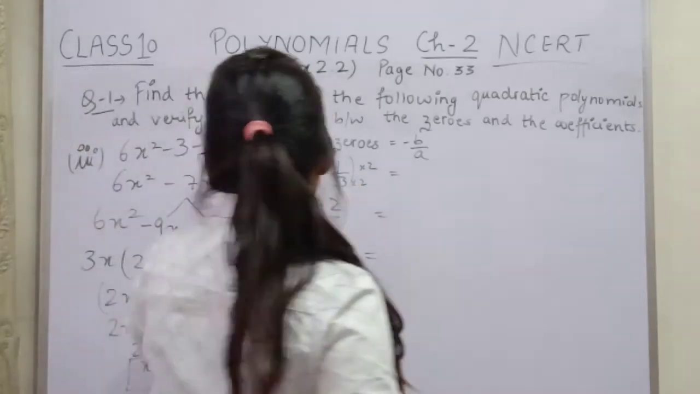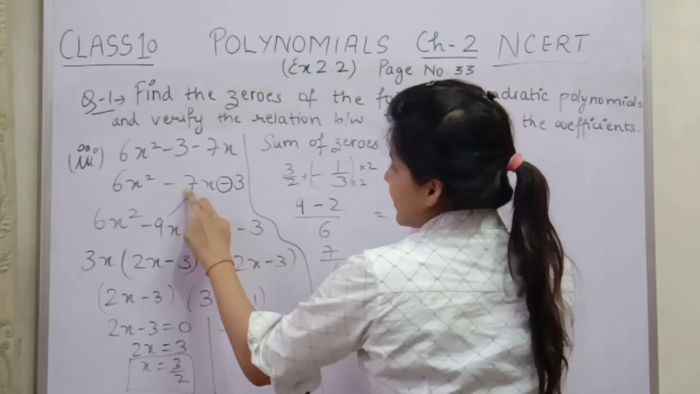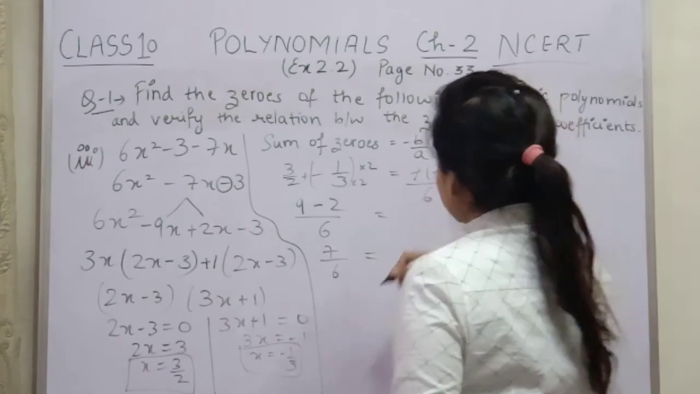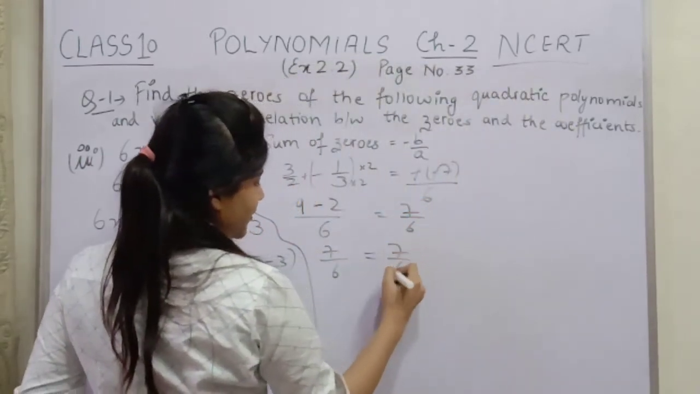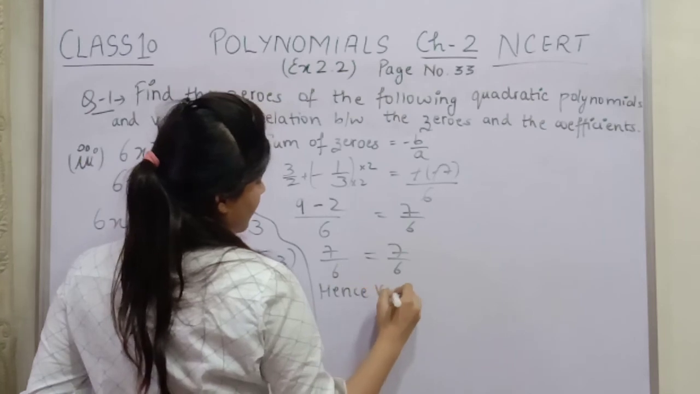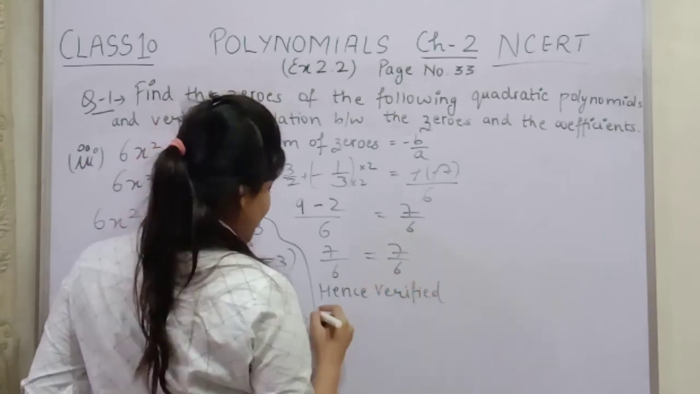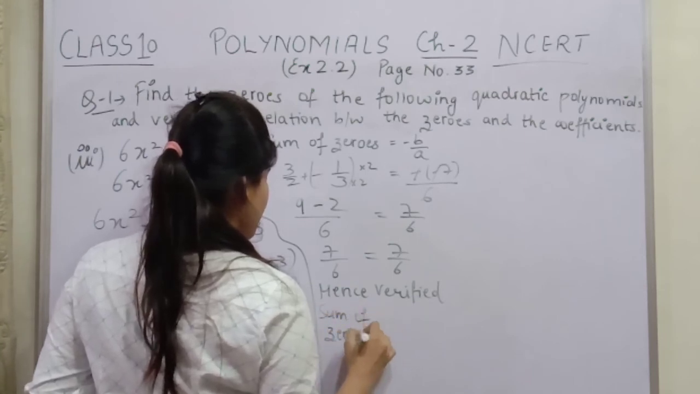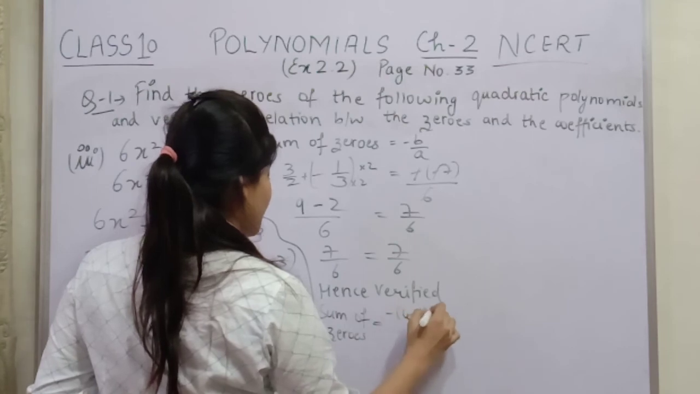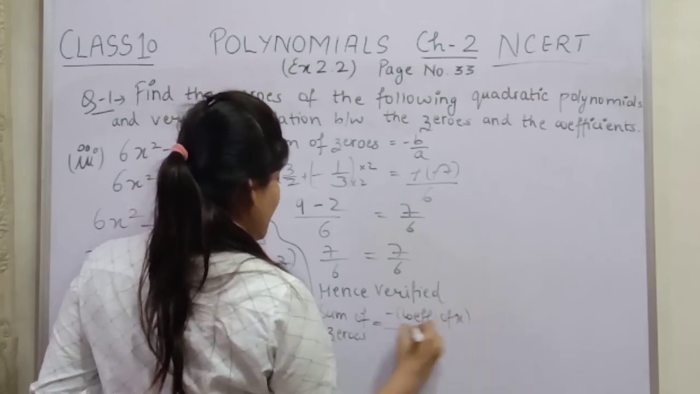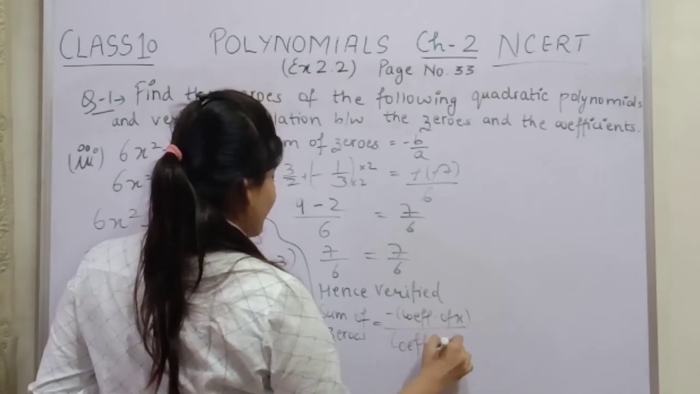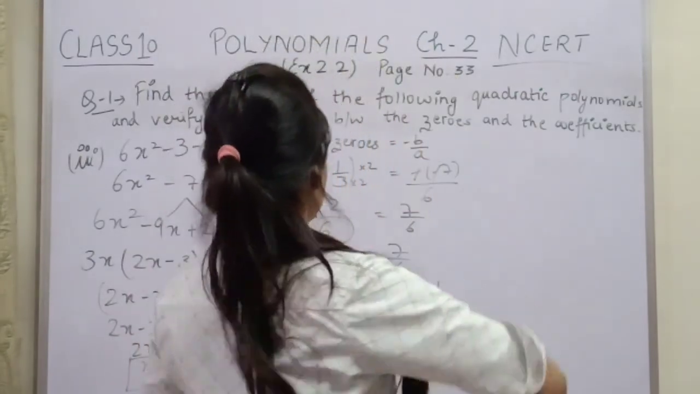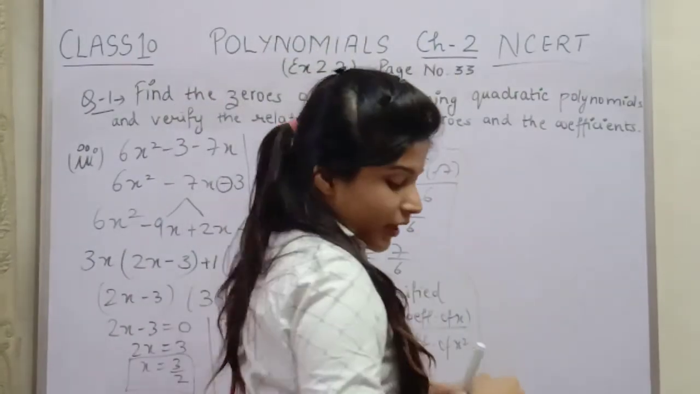ठीक है. अब इधर आते हैं minus b. Minus b क्या है? b is minus 7 upon a is 6. So minus से minus cut. This is 7 upon 6. 7 upon 6. Hence verified. Now we can say that sum of zeros equals to minus coefficient of x upon coefficient of x square, right?